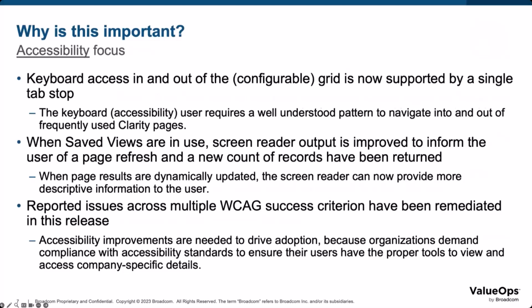And WCAG success criteria remediation, or essentially these accessibility improvements, are relevant in order to drive adoption. Organizations demand that software vendors comply with accessibility standards to ensure all Clarity users have proper access to perform day-to-day tasks. As mentioned, Clarity's new VPAT document was released in July of 2023, and it's based on that Clarity 16.1.2 release.